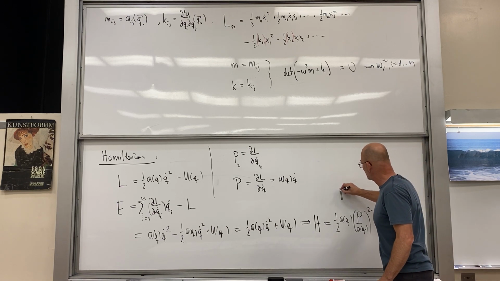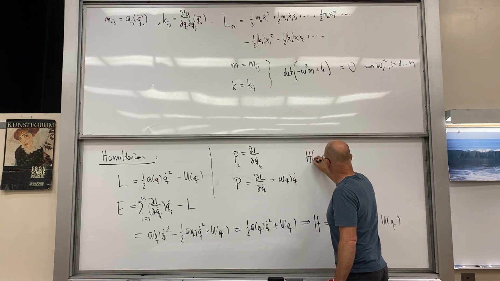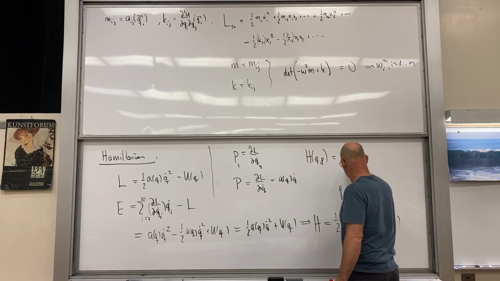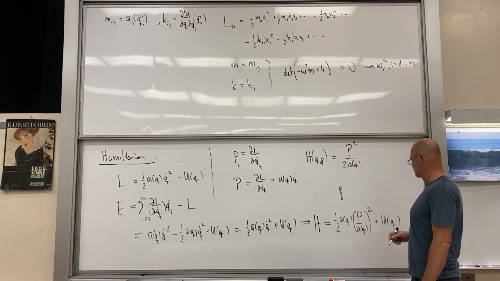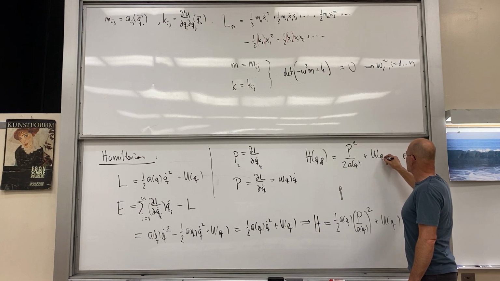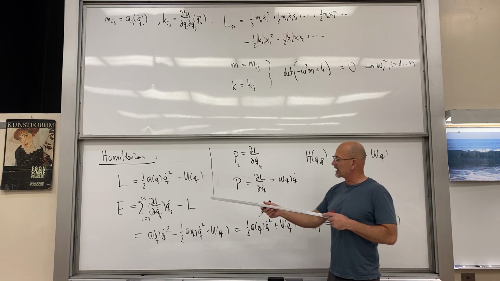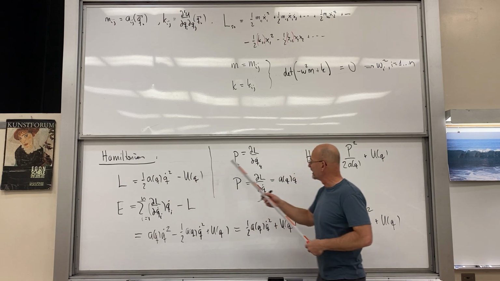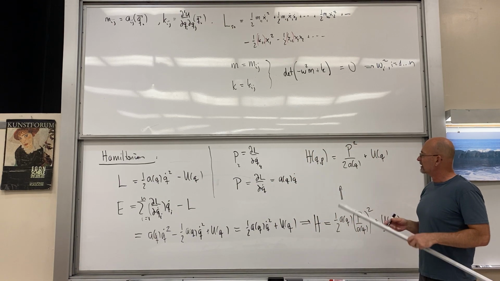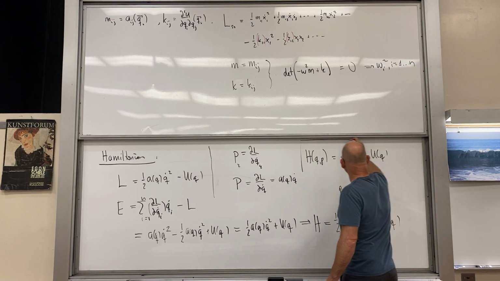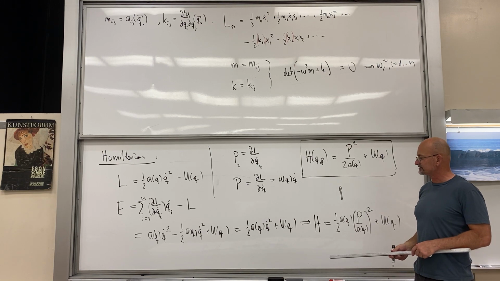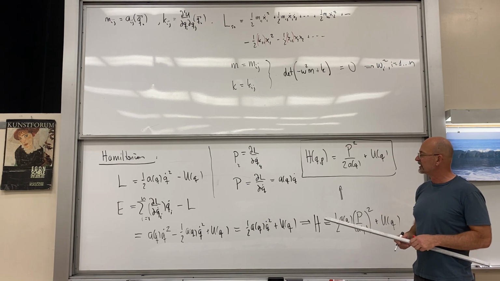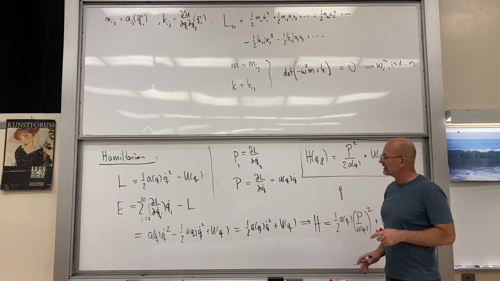So H of Q and P, we end up with P squared over 2 A of Q plus U of Q. Very simple case. This, of course, is just the mass, and P squared over 2m. Okay, so you want to be able to do this process on a couple of the Lagrangians we have, so there's not going to be anything fancy involved, except for one of them. So this is the basic process.